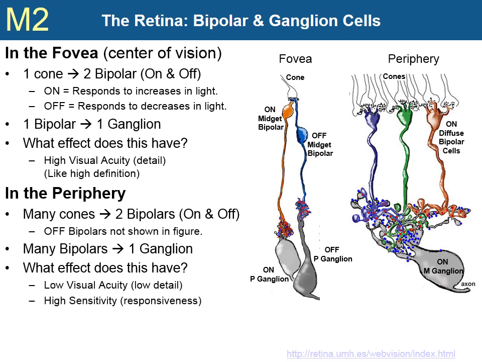So, to bring it all together, a one-to-one relationship allows the brain to know exactly where changes in light intensity occurred. In other words, a one-to-one relationship is the basis of high detail or high acuity vision. A many-to-one relationship loses the detail, but is great for detecting light levels in general. That is, many-to-one relationships have higher sensitivity to light detection.